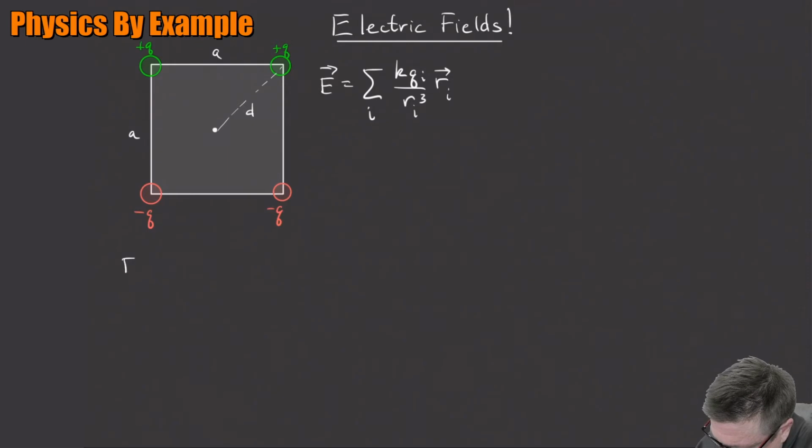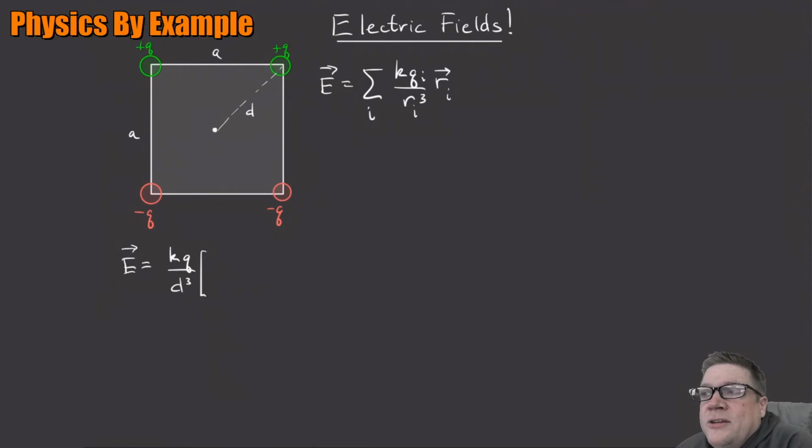Let's start with the plus Q in the upper left. It's just going to be KQ over the distance cubed to the center, and I'm just going to leave it as D for right now, times the vector. What is the vector from that charge to the center? I've got to go A over 2 in the X and minus A over 2 in the Y. So that's what I'm going to write down: A over 2, minus A over 2. Neat. Done.